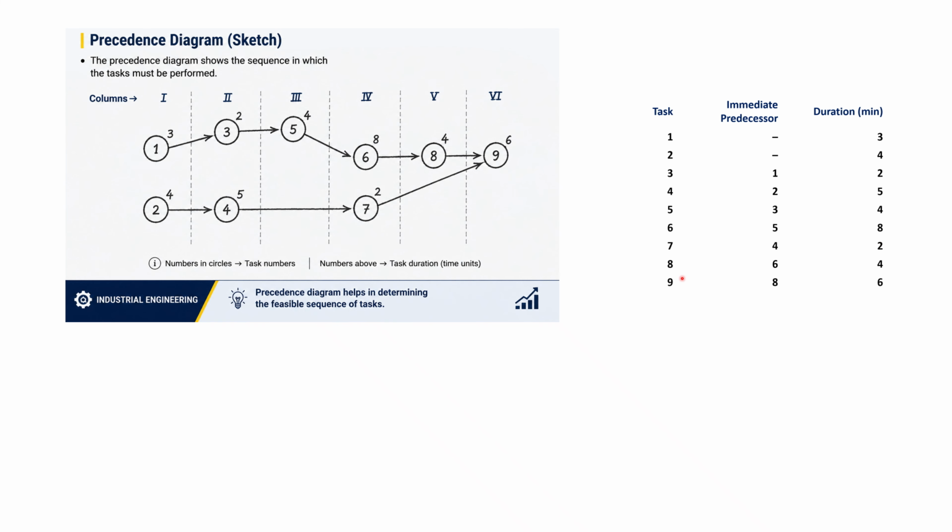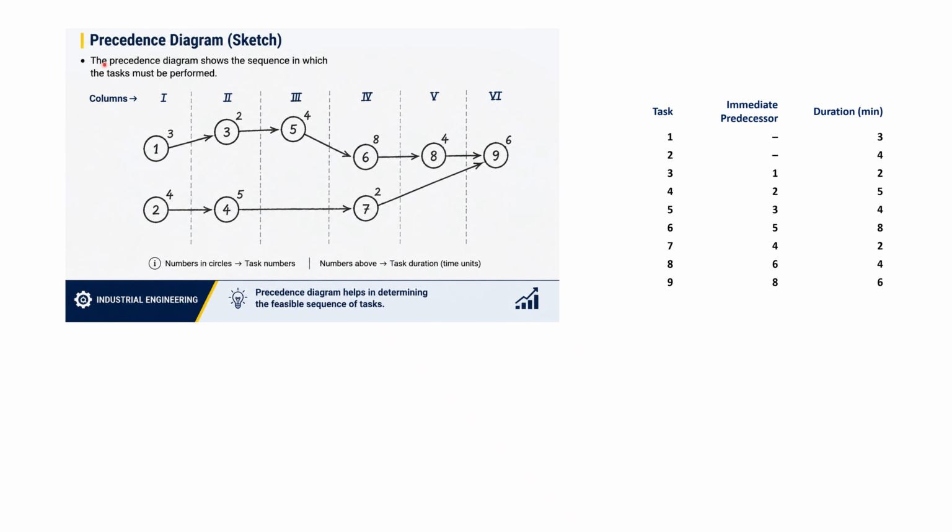Then 8. 8 is after 6. So from 6, draw an arrow to 8. Then the last activity is 9. 9 should be started after 8 is completed. So from 8, draw an arrow to 9. So 9 is the last activity. Then complete the network diagram by drawing an arrow from 7 to 9. So only after 7, 9 should be started. Okay, that is understood. So this is the precedence diagram.